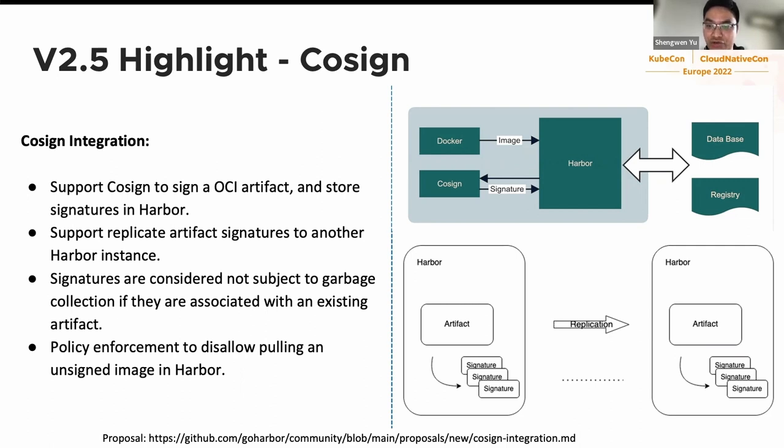And in this page, we have some slides in terms of cosign integration, such as the support to store cosign signature as an accessory in Harbor, the support of automatically replicating artifact signature to another Harbor instance, and policy enforcement to disable pulling an unsigned image from Harbor. Additionally, we have an image on the right to illustrate a visual conception of how cosign works in Harbor. Lastly, if you are interested in more details about cosign integration, we have a link at the bottom to the cosign integration proposal. That is pretty much all I would like to share in the Harbor 2.5 recap. Thanks.